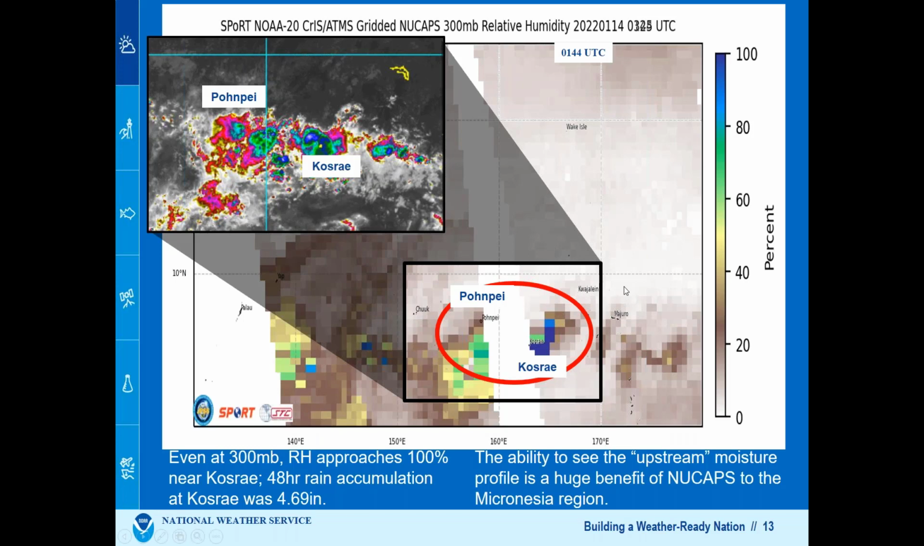And then this insert, you can see that we had basically a really nice MCS set up over the area, and Kosarai got about 4.69 inches of rain. Ponape not quite as much, but still around 2 inches. So lots of heavy rain for the region, and because of the NUCAP soundings, we're able to actually see the upstream moisture profile and get the forecast updated in time for the islands to be aware that their weather is going to be changing.